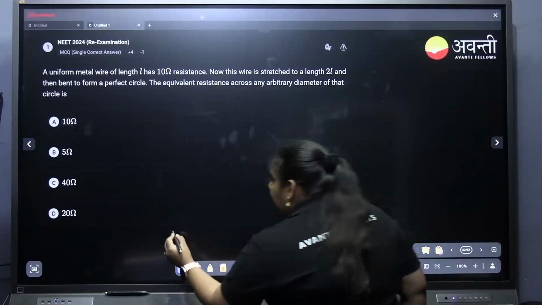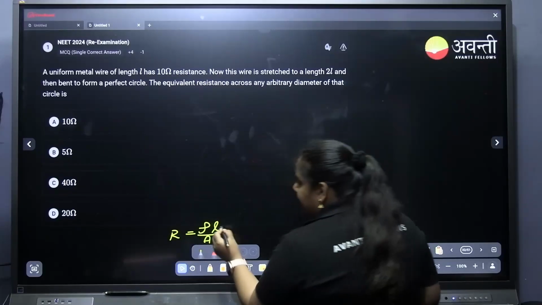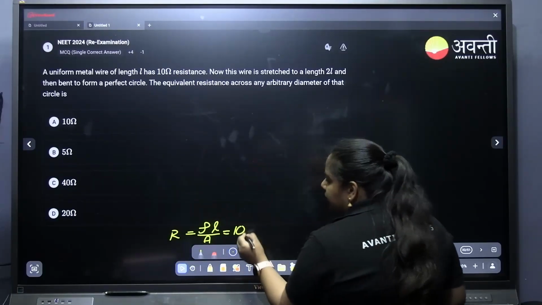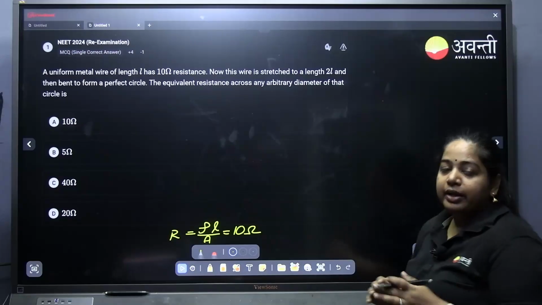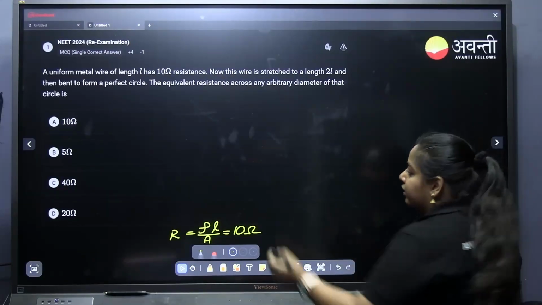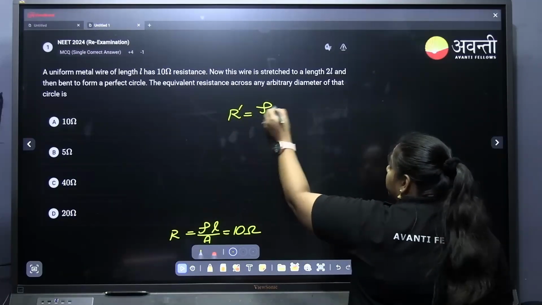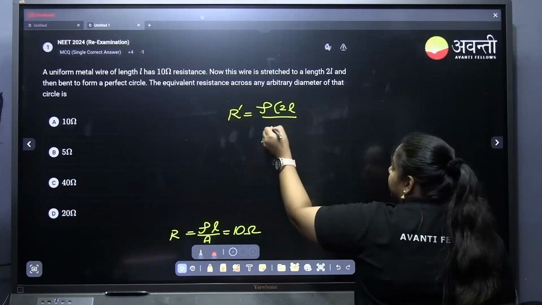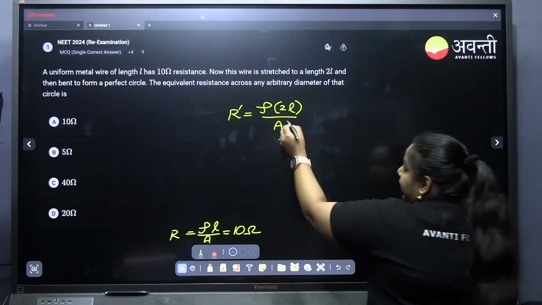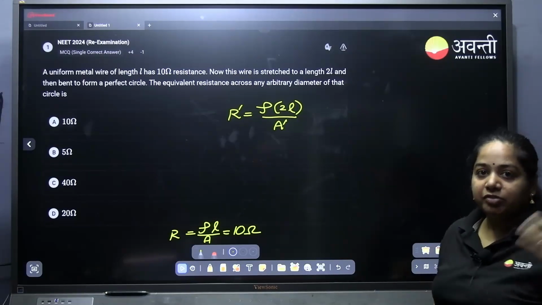So R equals rho L by A. For length L, R is equal to 10 ohm. Now L is doubled, it is stretched to become 2L. So the new R is equal to what? Rho into 2L by A dash. We don't know what A dash is, but we have a relation from before, right?